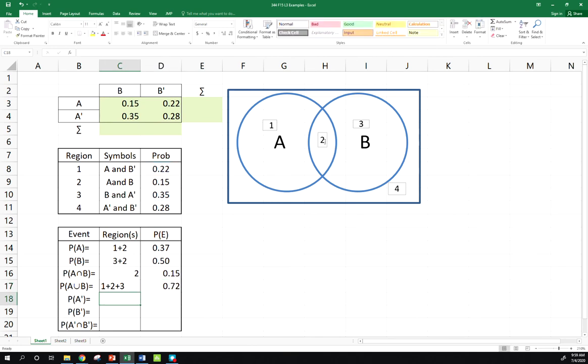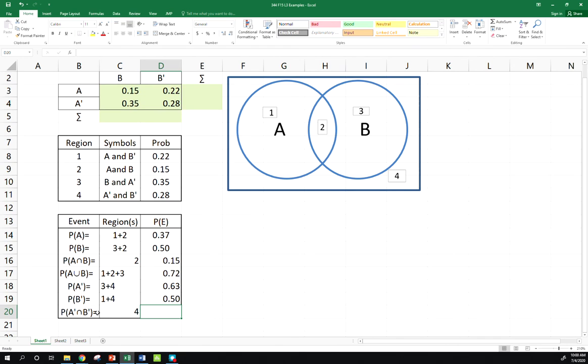What about the complement of A? Region 1 has outcomes in A, region 2 has outcomes in A. So this is going to be regions 3 plus 4, this guy plus this guy. Now the complement of B, that's going to be 1 plus 4. And finally, we've got the intersection of not A and not B. In other words, that is simply region 4. Anything not in A and not in B.